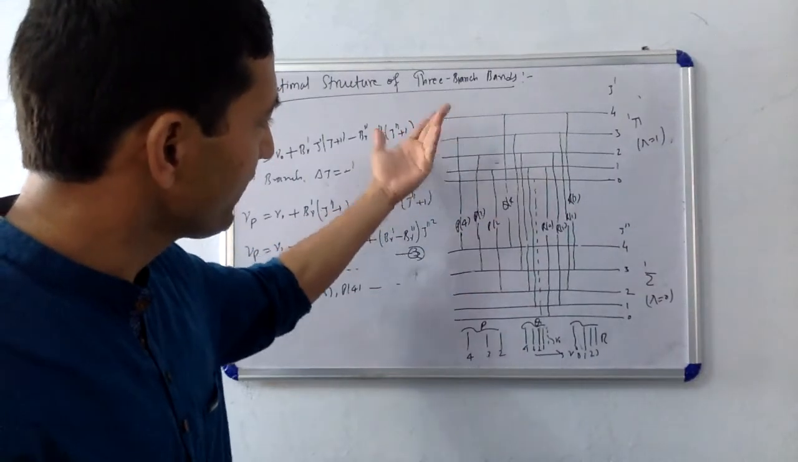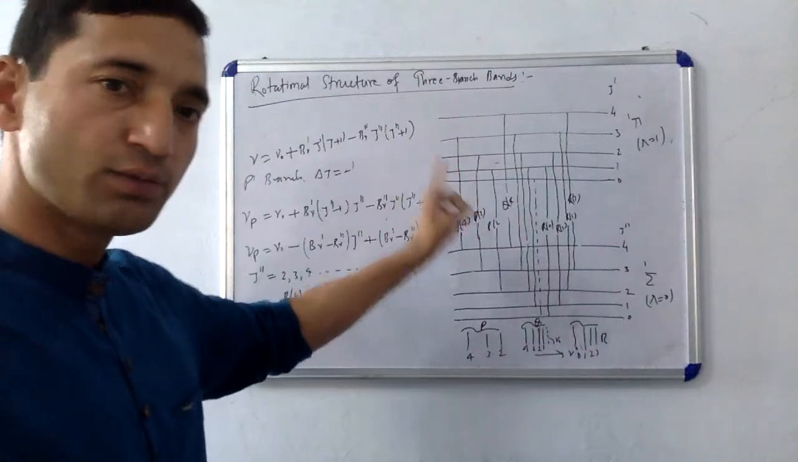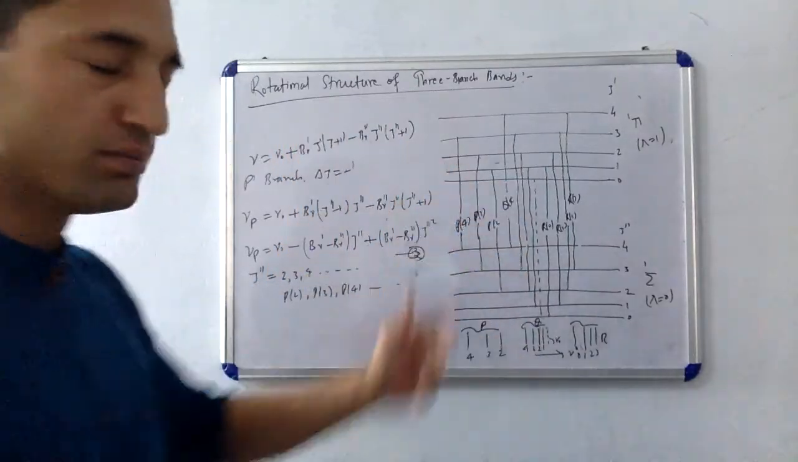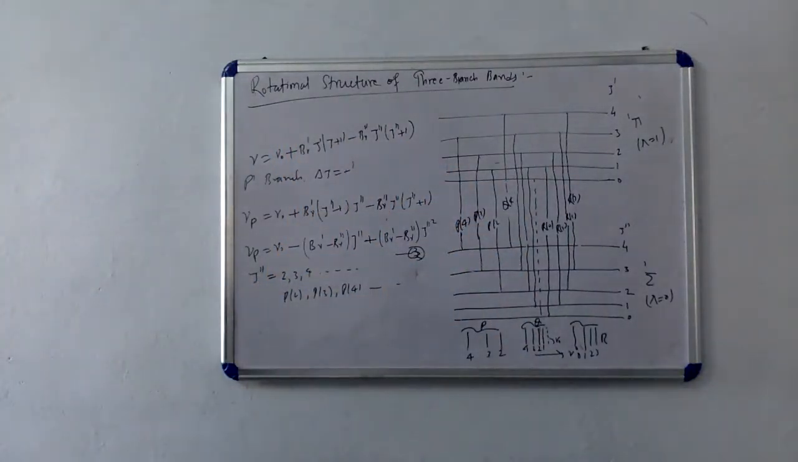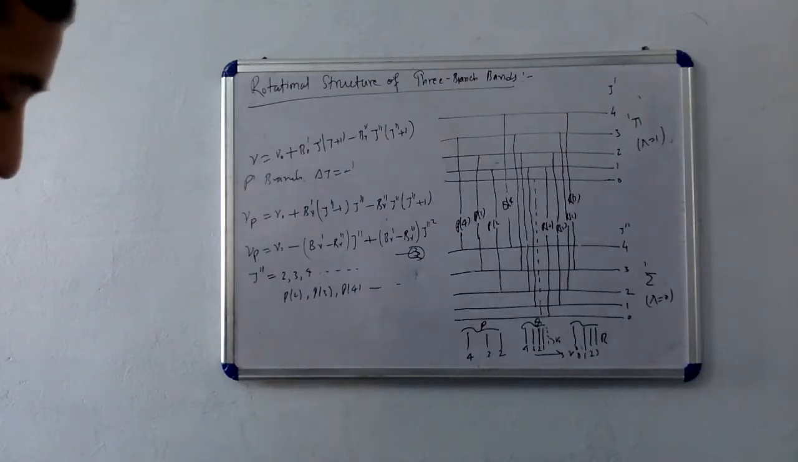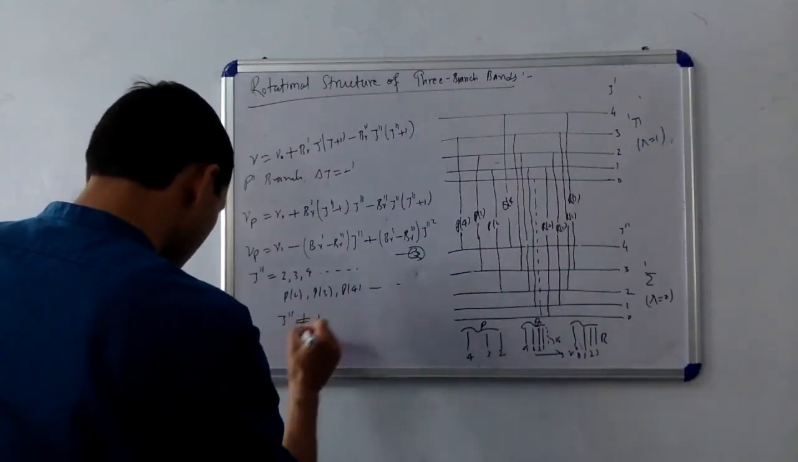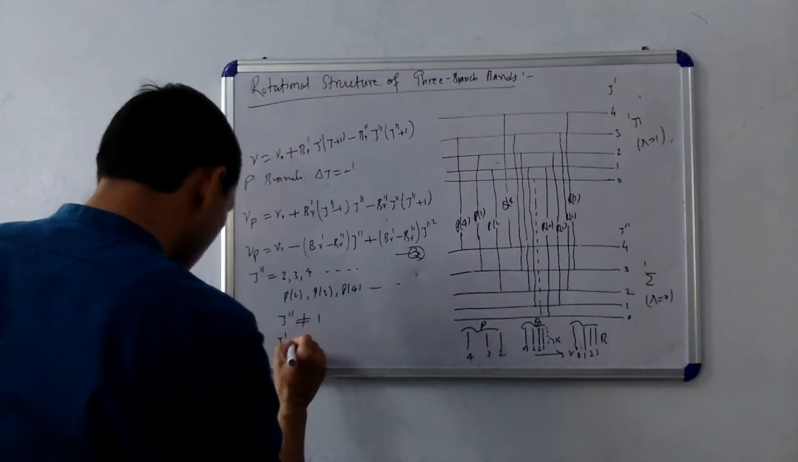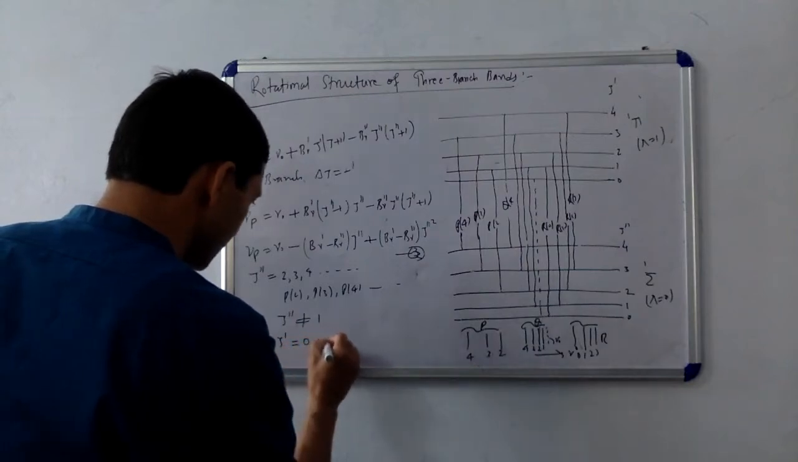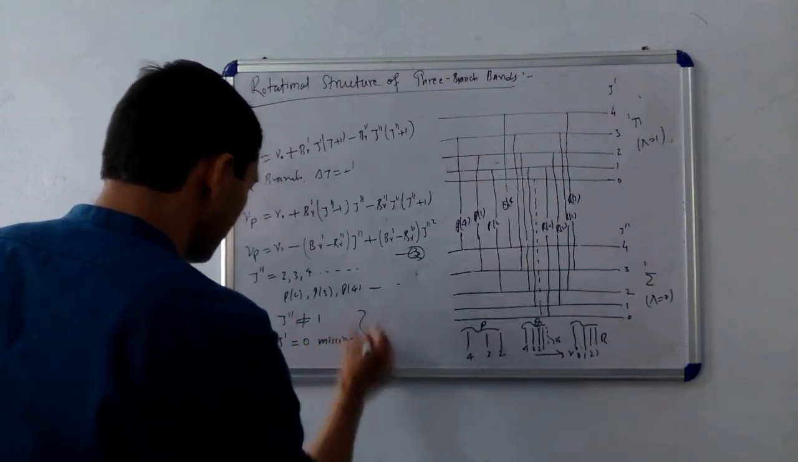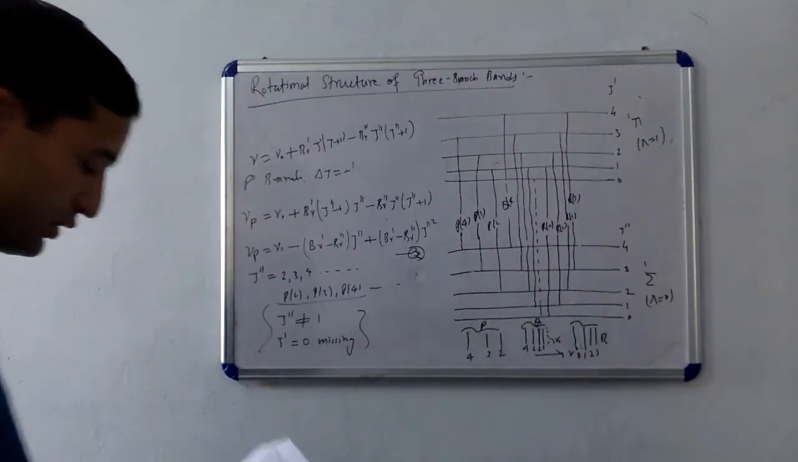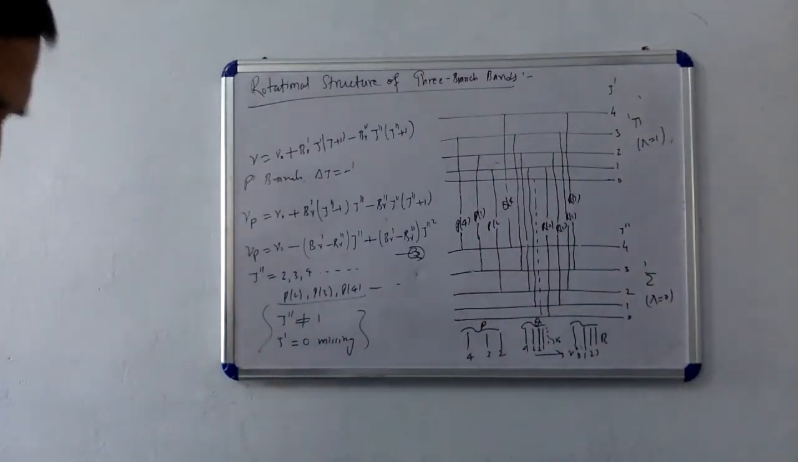Already we have in the P branch, from the previous class, P1, 2, 3 and so on. The P0 is also missing. So J double prime cannot be 1 because J single prime 0 is missing. This is the case. That is why we have these lines, this P2, P3, P4 and so on. So besides this P0, the line P1 is also missing in this case.